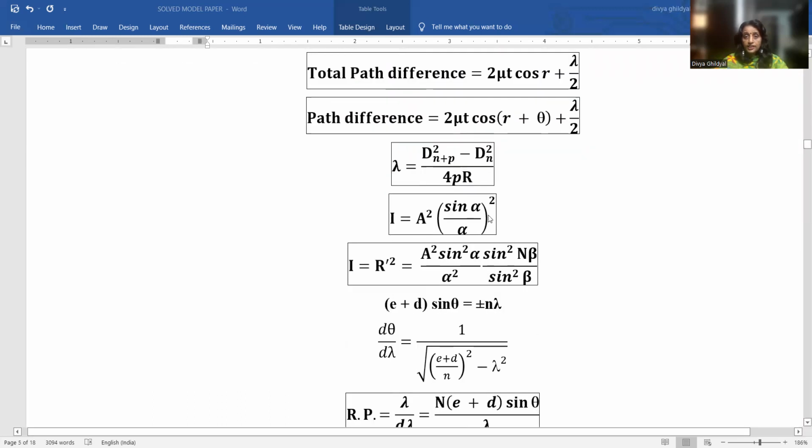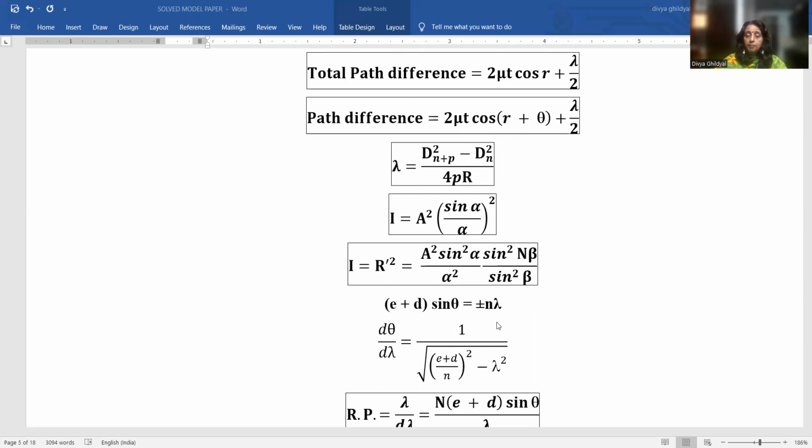Intensity due to a single slit is given by I is equal to A square into (sine alpha by alpha) whole square. Intensity due to n slits is given by I is equal to A square (sine square alpha by alpha square) into (sine square n beta by sine square beta).